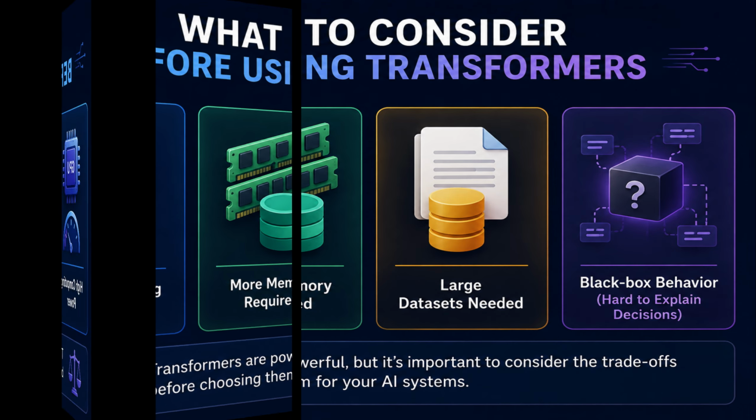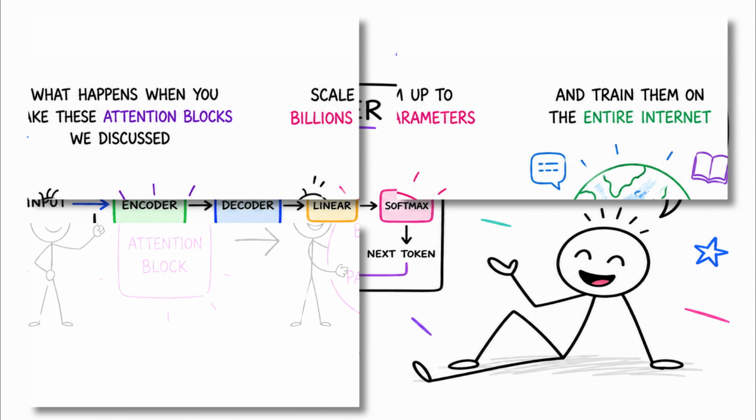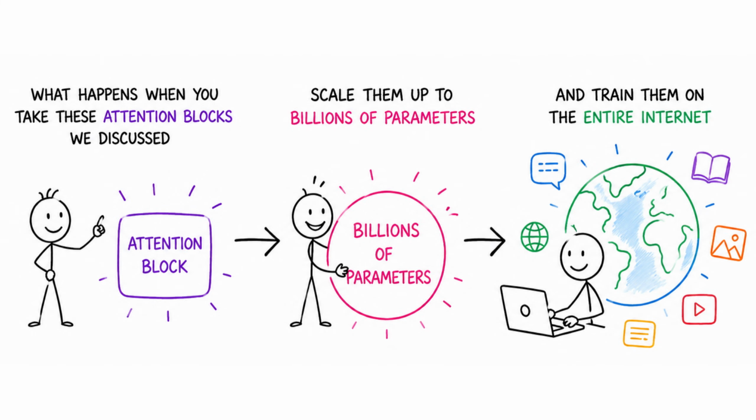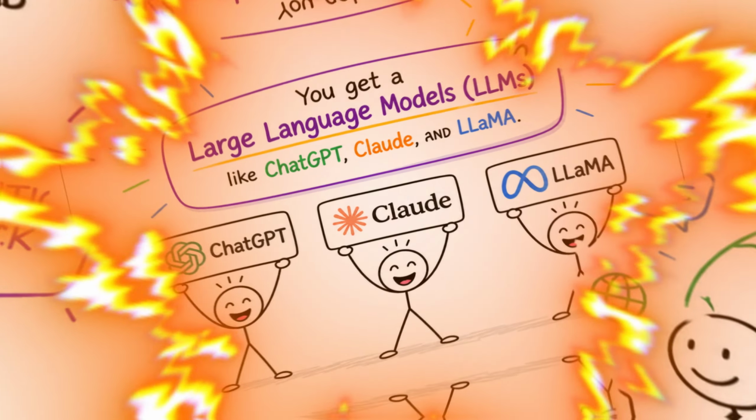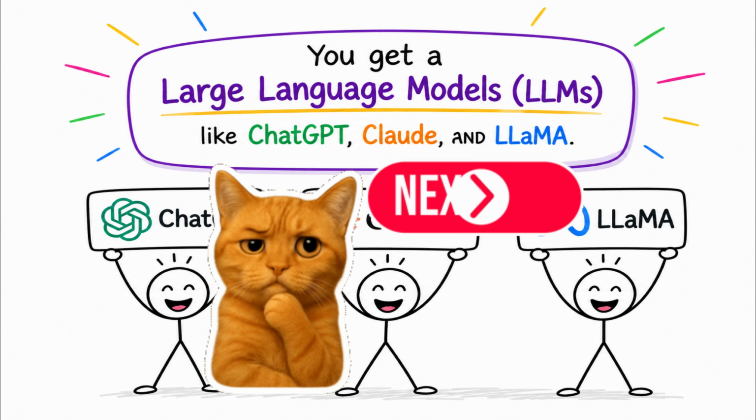Okay, so that is all about transformers, which I can cover at the moment. I hope now you have a better understanding of how things are working behind the scenes in most of the artificial intelligence. Now, what happens when you take these attention blocks we discussed, scale them up to billions of parameters, and train them on the entire internet? Then you will get a large language model like ChatGPT, Claude, and Llama. This is exactly what we are going to discuss in the next video.